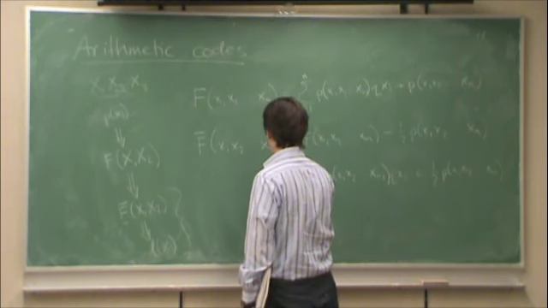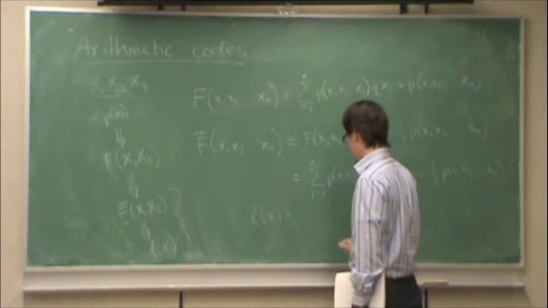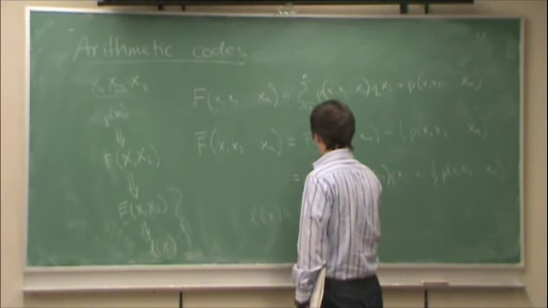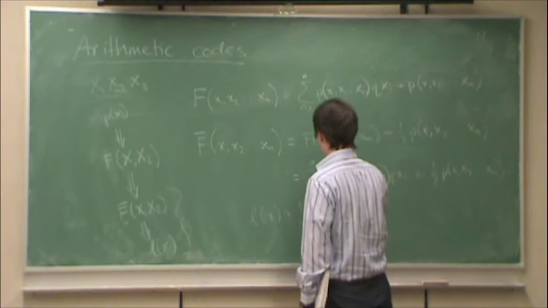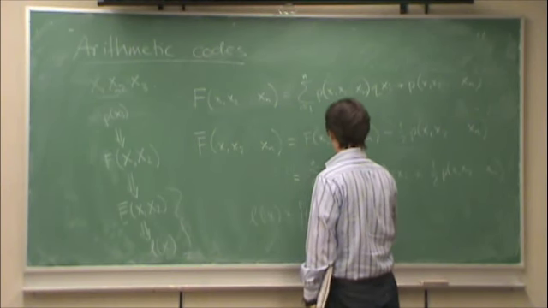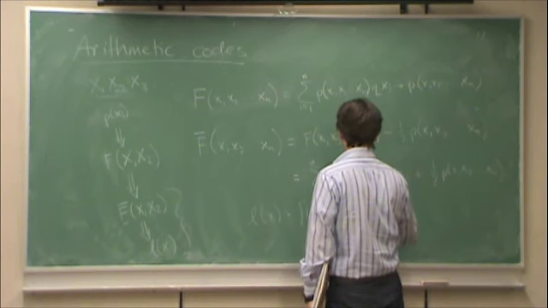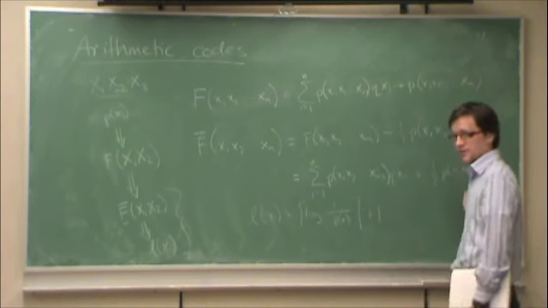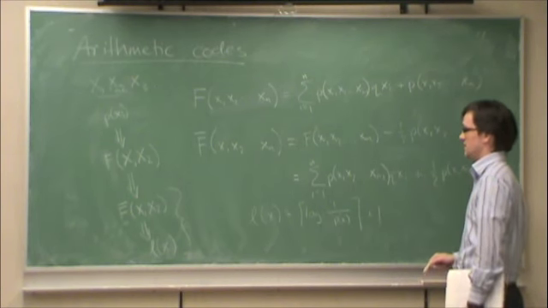L of x is equal to ceiling log of 1 over p of x, plus 1. So I take this value, take its binary representation, and just take this many bits.